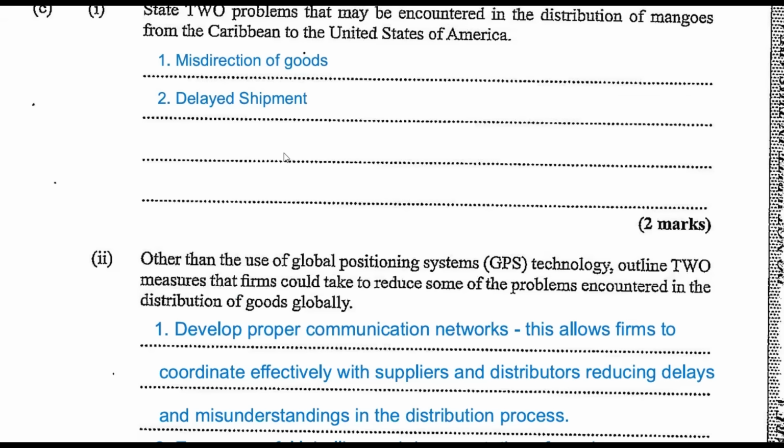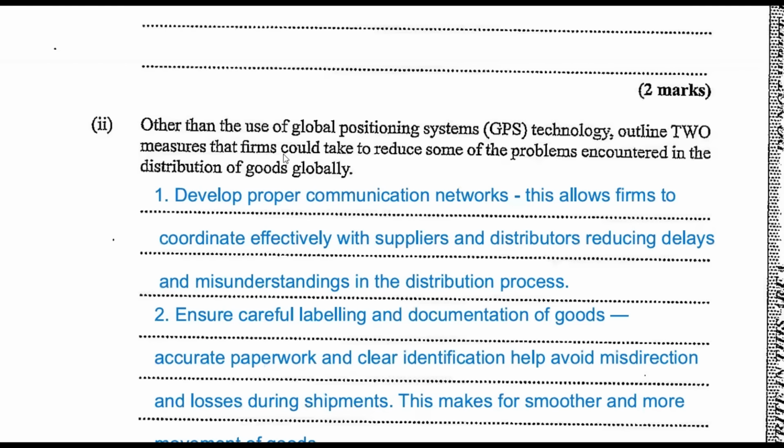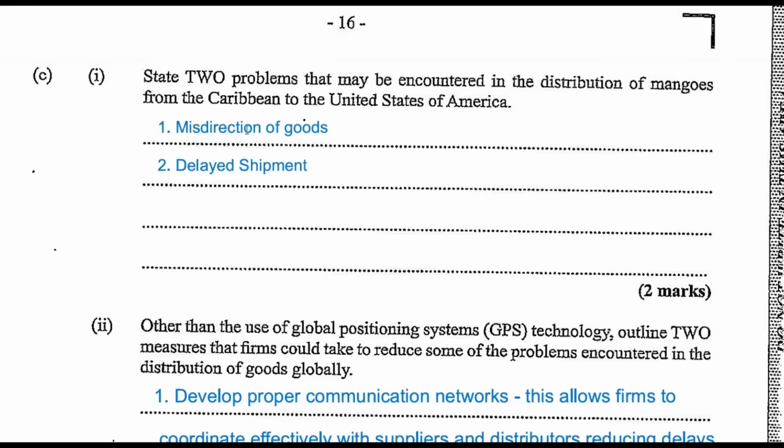Now, following on from that question, they're going to ask us below, other than the use of GPS systems, outline 2 measures that firms could take to reduce some of the problems encountered in the distribution of goods globally. Now, we did see up here some problems that you listed. So we're saying, other than the use of GPS systems, what can be used to solve or to avoid these problems from happening in the first place?